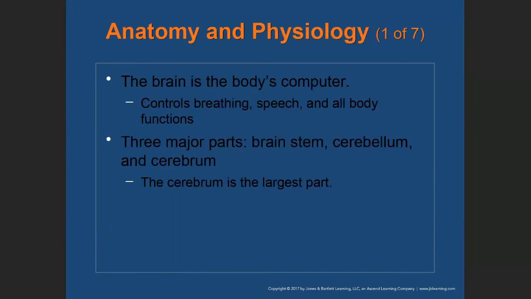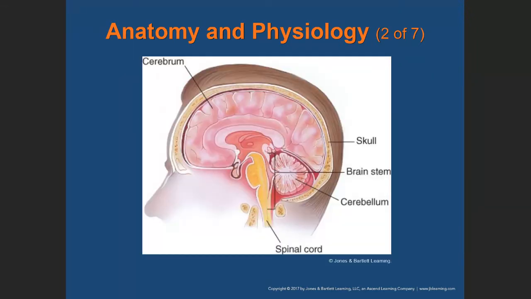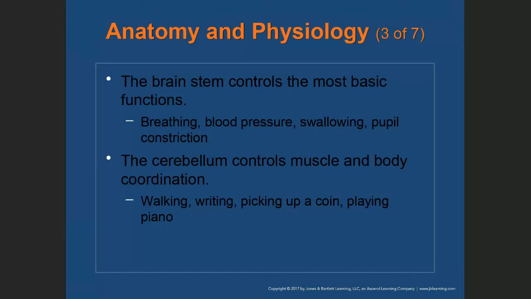Anatomy and physiology review. The brain is the body's computer. It is responsible for breathing, speech, and all body function. There are three main parts: the brain stem, the cerebrum, and the cerebellum. The cerebrum is the largest part of the brain. The brainstem controls the most basic functions.